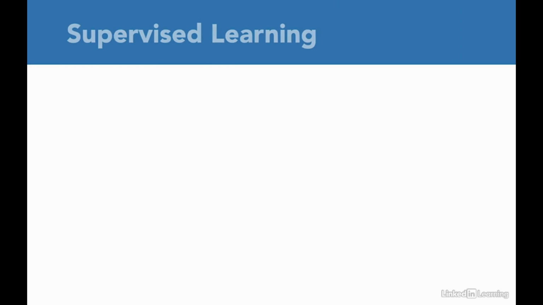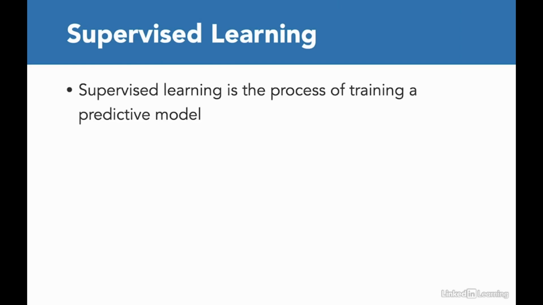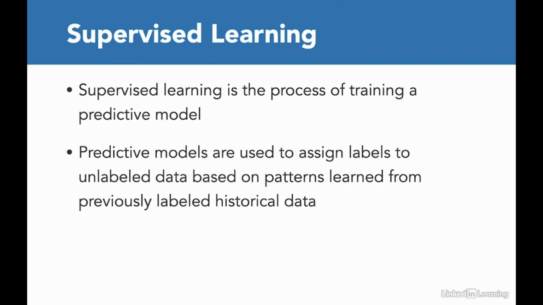Supervised machine learning is the process of training a predictive model. Predictive models are machine learning models that enable us to assign a label to unlabeled data based on patterns learned from previously labeled historical data. If we want to predict the outcome of a new event, we can use a predictive model that has been trained on similar or related events to predict the outcome.